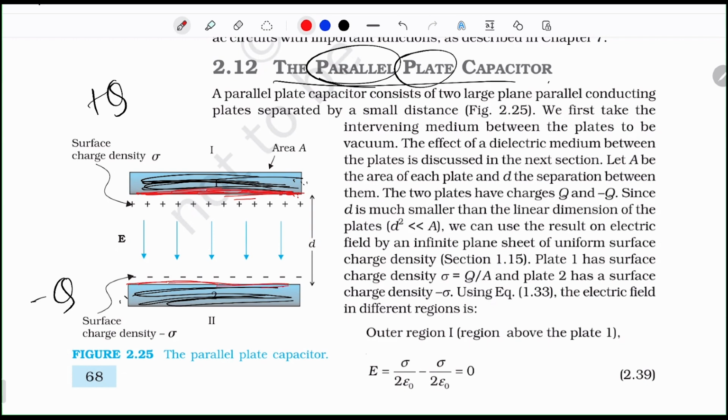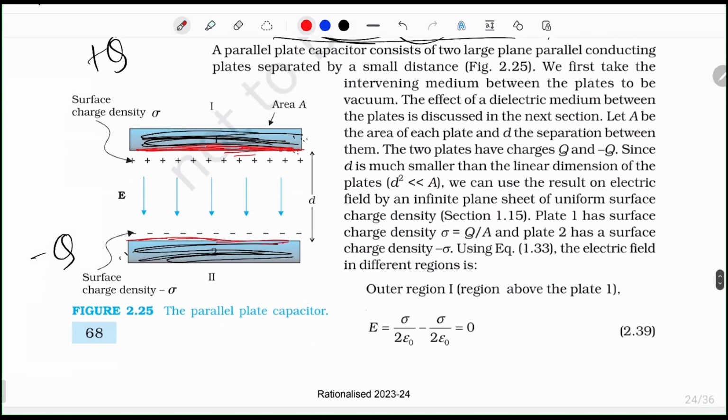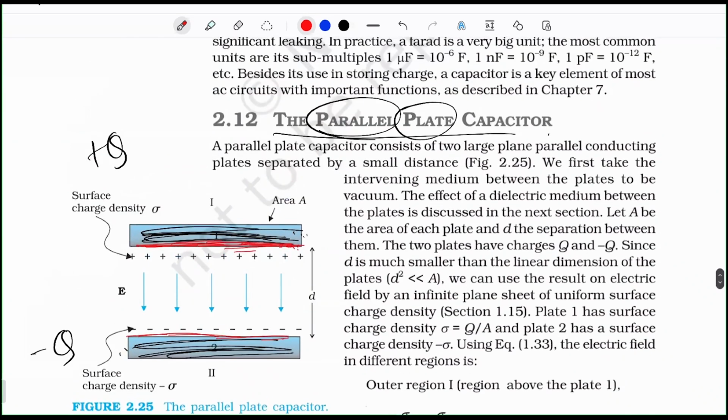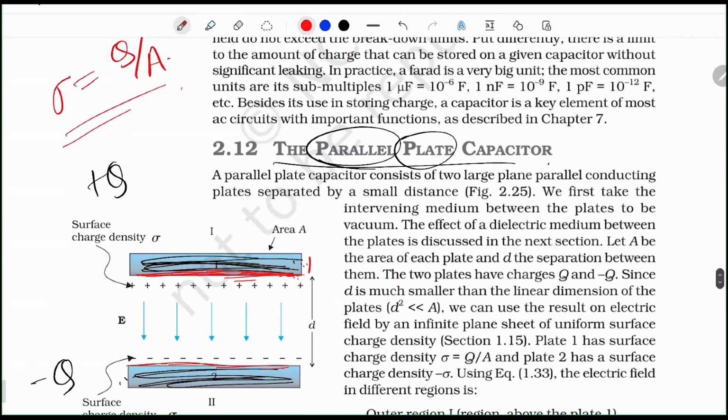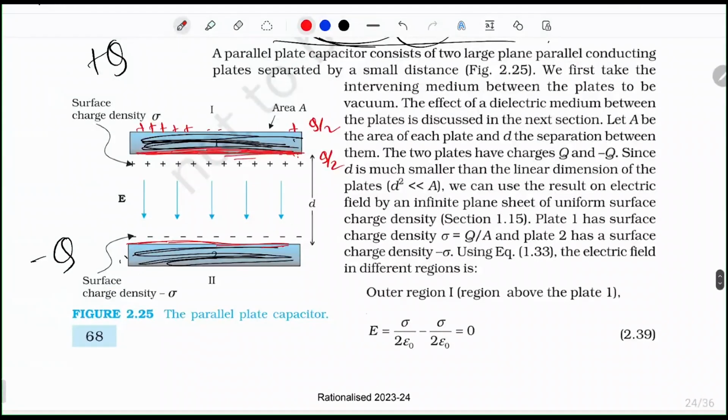Let us define the surface charge density to be sigma equals Q by A. Okay, and now we'll see exactly what we're going to do. This plate is very thin, so we are going to neglect the charge on the edge of the plate. What's going to happen is this +Q is going to distribute itself as Q by 2 here and Q by 2 here, right? And similarly, this negative charge is going to distribute itself as -Q by 2 here and -Q by 2 here.